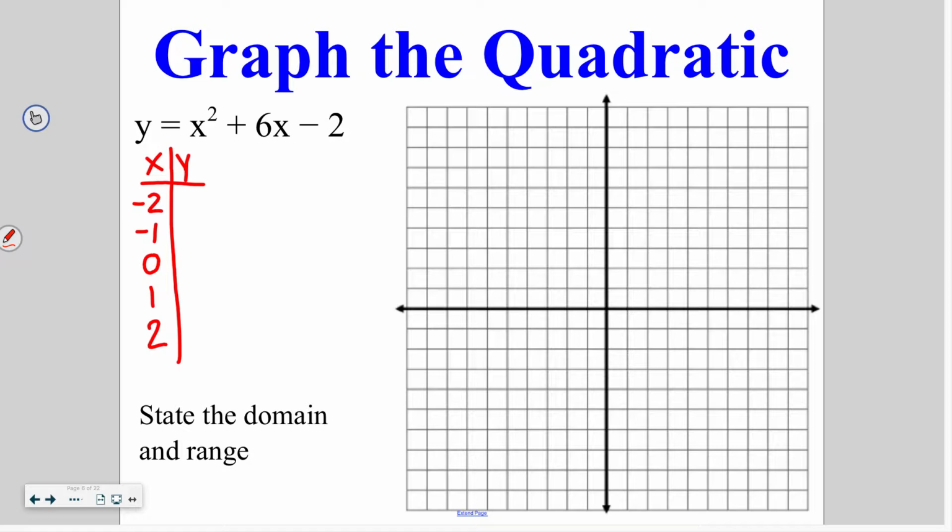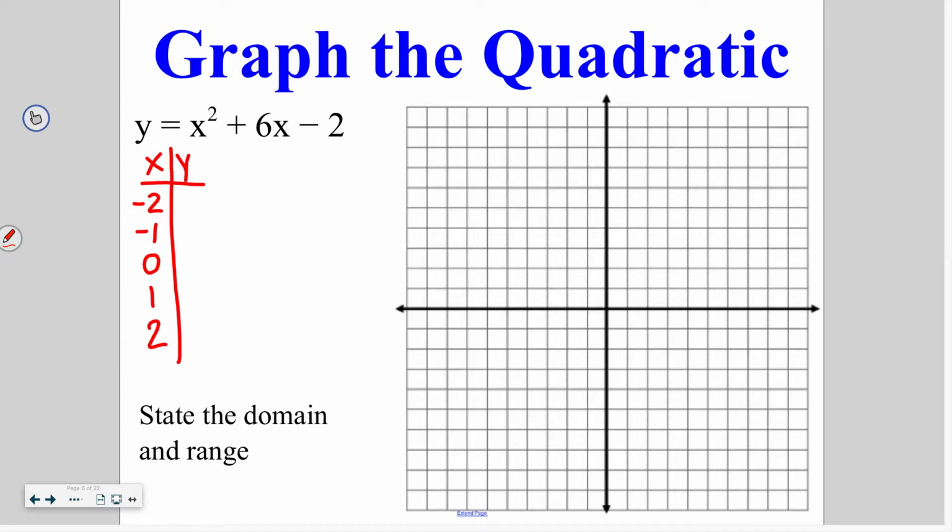What this is asking you to do is say y is equal to negative 2 squared plus 6 times negative 2 minus 2. Remember, when you are putting this into the calculator, it is crucial that you keep those negatives in parentheses. So make sure when you are typing that into the calculator that the negatives have parentheses around them.